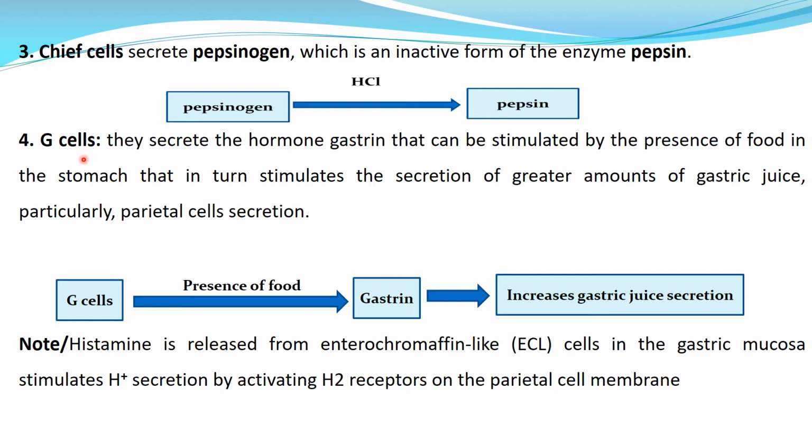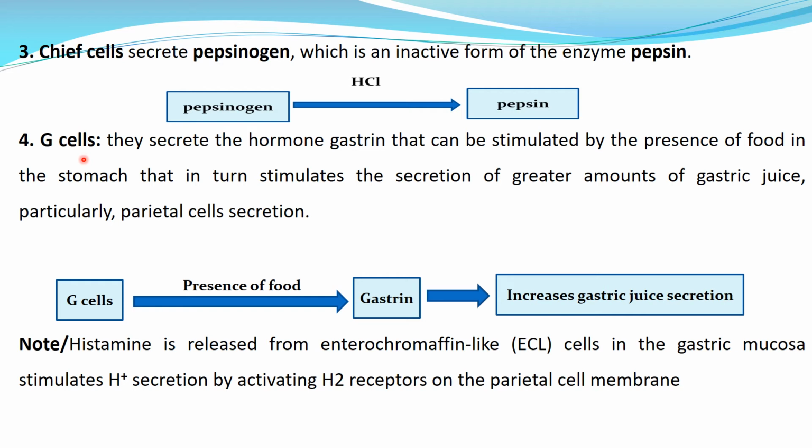So the fourth type of the cells of the gastric tissue is called G cells. The G cells are responsible for the secretion of a hormone called gastrin. The gastrin secretion by the G cells can be regulated by the presence or absence of food within the stomach. When there is food within the stomach, the G cells can be stimulated to secrete what? Gastrin. Gastrin can stimulate the secretion of a greater amount of gastric juice, especially by the parietal cells.